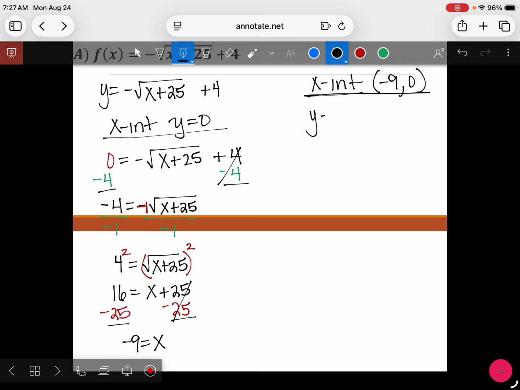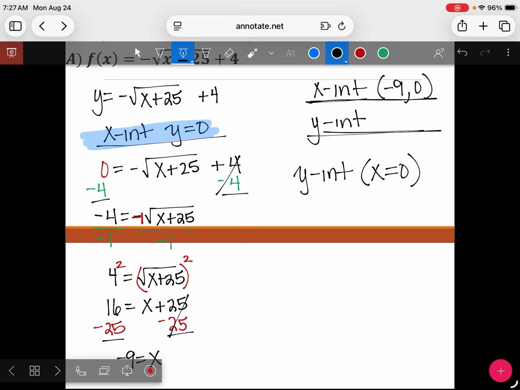All right, let's find our y-intercept. So this is my x-intercept. In order to find our y-intercept, that's where x is equal to 0. So going back to that equation, I have y equals negative square root of, and then that's a 0, plus 25 plus 4. All right, take a minute and try to simplify that down.